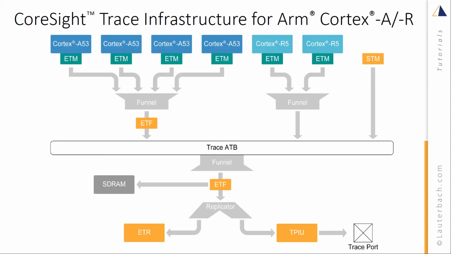In a real chip example, the whole trace infrastructure can look like this, with 4 Cortex-A53 and 2 Cortex-R5 cores. The ETM data of all cores as well as the STM data is merged into a single data stream, which is then sent over the trace ATB bus to the memory or redirected to the TPIU.